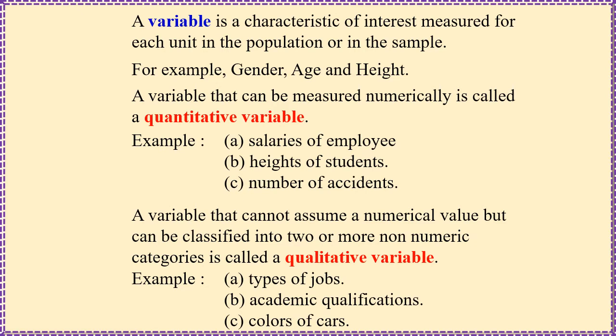For example, types of jobs, so maybe industrial jobs or professional jobs. And then academic qualification, it can be diploma, degree, master, and so on. And then colors of cars. So we have several colors of car, which is black, silver, gray, white, and so on.